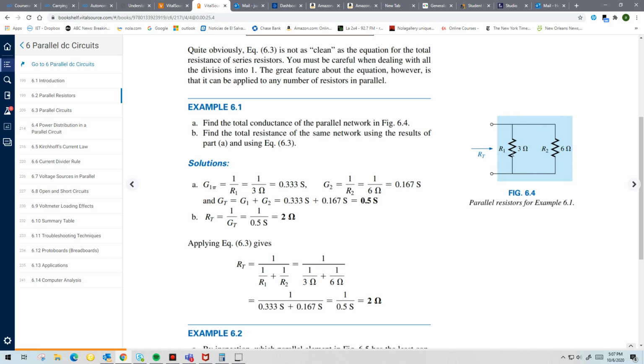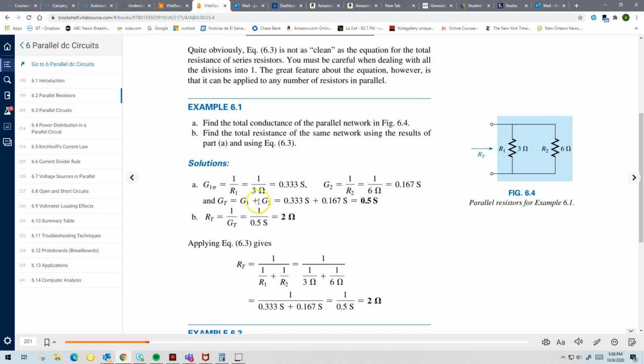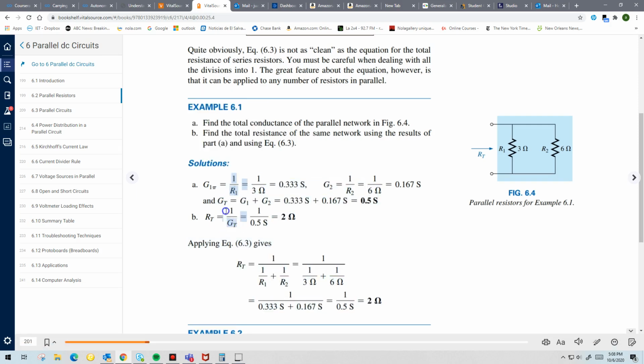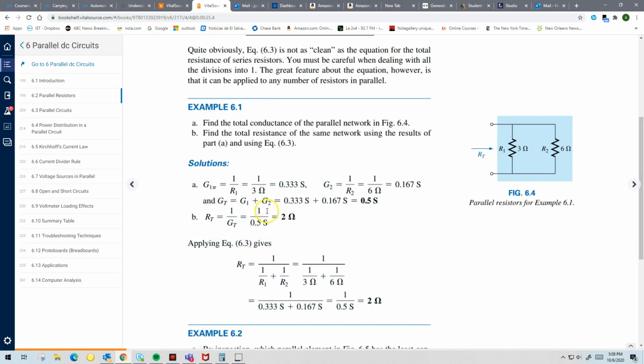Now the way they found it is they found the individual conductances first. Okay, so they found the conductance for R1, which is 1 over R1. They found the conductance for R2, which is 1 over R2. And then since they are parallel, they add the two conductances together, which gave us the total conductance as 0.5 Siemens. To find the total resistance, we take the inverse, or the reciprocal, I should say, of the total conductance. And 1 over the total conductance gives us 2 ohms as the total resistance, or the equivalent resistance, for those two resistors in parallel.